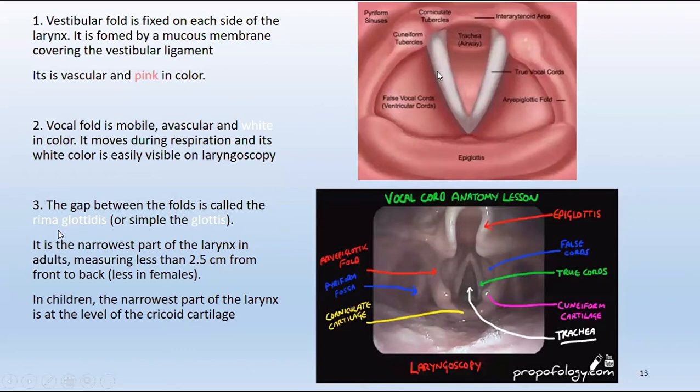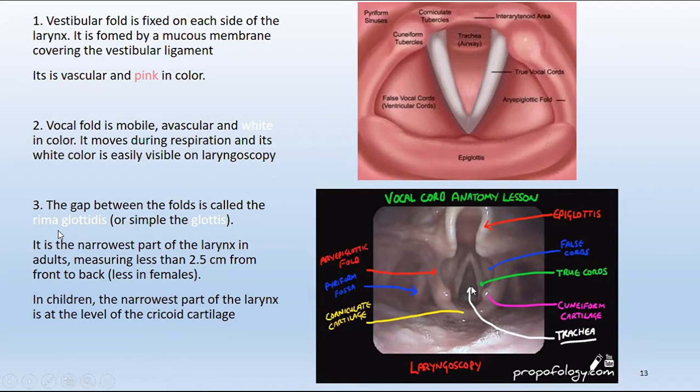Now, the vestibular fold is fixed on each side. It is formed by a mucous membrane that covers the vestibular ligament, the free end of the quadrangular membrane we mentioned earlier. It is vascular, therefore it's pink. In this picture, it's fleshy. So it's pink or fleshy because it's vascular. The vocal fold is mobile, avascular, and white in color. It moves during respiration. So when you do laryngoscopy, you see it moving and it's white, easily visible. Now the gap between the folds is the entrance to the trachea. It's called the rima glottidis or simply the glottis. It is the narrowest part of the larynx.